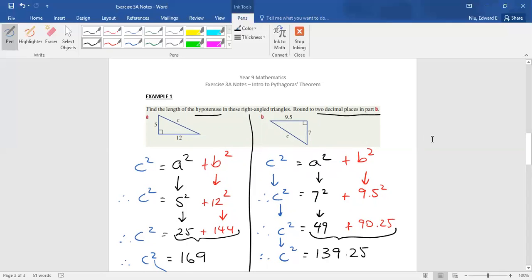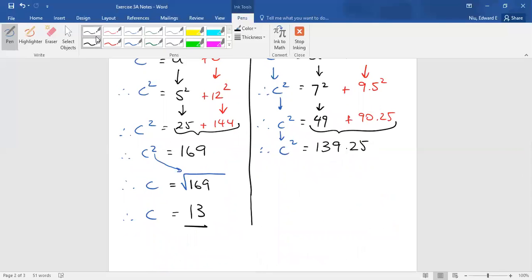Now, how do we find the side length? Again, to get rid of this little square symbol, or to find the side length of any square, you would have to square root. So we would have to square root 139.25. Right, what is the square root of 139.25? Let's see. 11.8. So therefore, our C side is going to be 11.8. Okay, because it says round to 2, but 11.8 is fine.